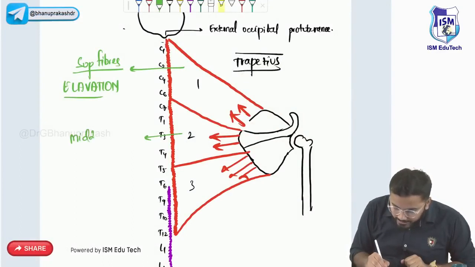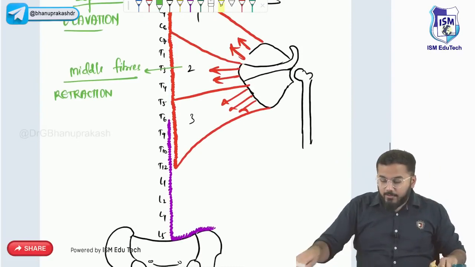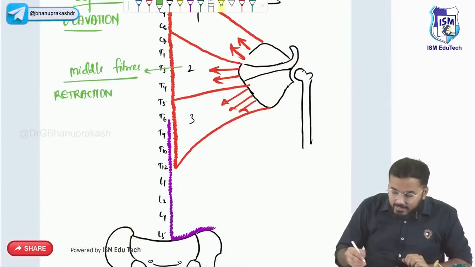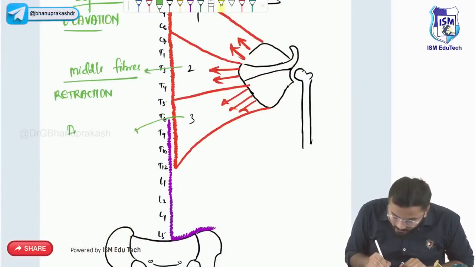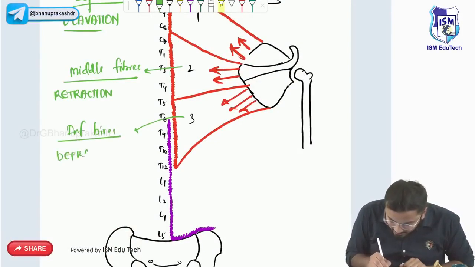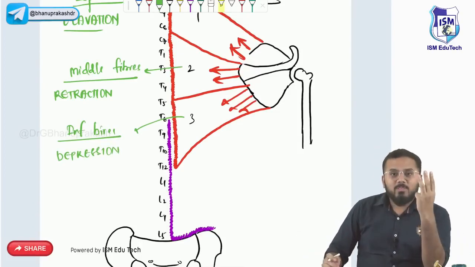So fibers number 2, called the middle fibers, cause retraction of your scapula. Third important thing, the fibers part number 3, they are attached down here. When I'm pulling them, the scapula is moving downward like this. So can I tell my scapula is getting depressed? Right? This is called depression of scapula. The inferior fibers are causing depression of scapula.